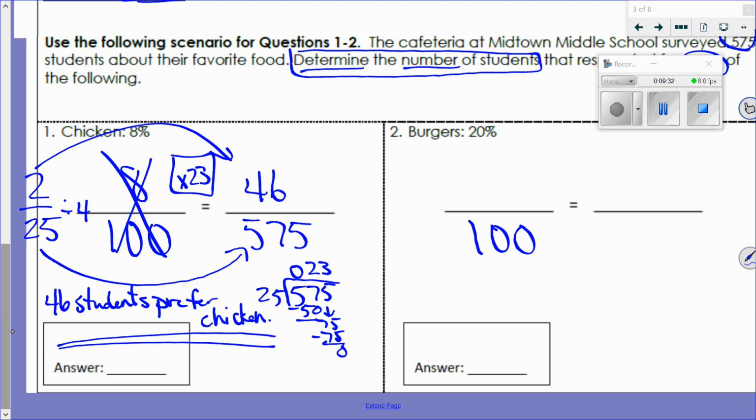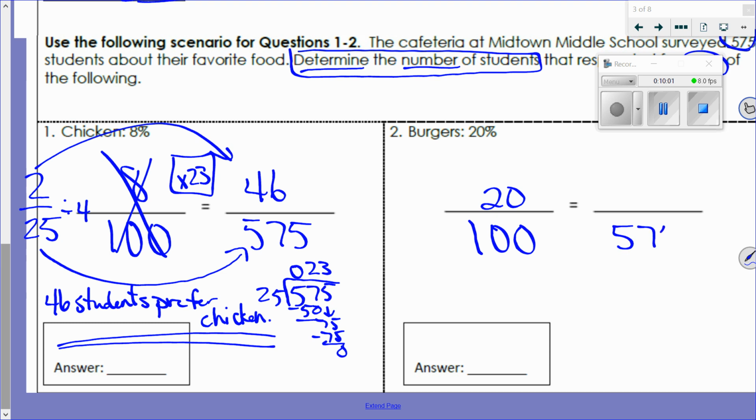Now our next one, now they're looking at hamburgers. What percent did they give us this time? 20. So what goes over the 100? 20. Is there anybody who is confused about why I'm putting that number there? Good. Should be easy, guys. That's why we start there. So our next one, we got to look for that third piece of information. It's actually the same, isn't it? Yeah. It's 575 on the bottom.